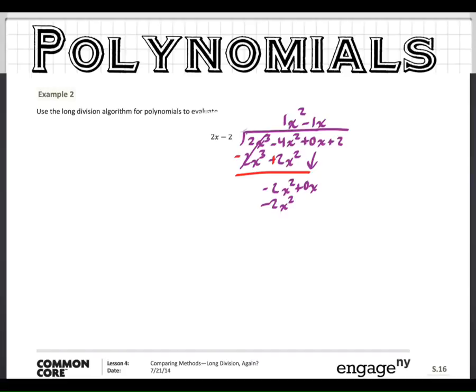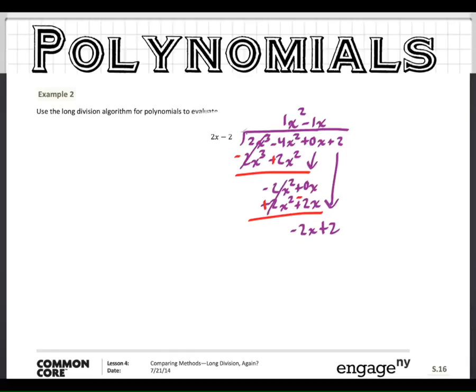What's that? Is it positive? Negative times negative is positive. Positive 2x. Okay, and then after we multiply, we subtract. So I'm going to change the signs right here, and then add them together. These will cancel out. And then I have 0x plus negative 2x, which would be negative 2x. And then I bring down my last term, which is a plus 2.